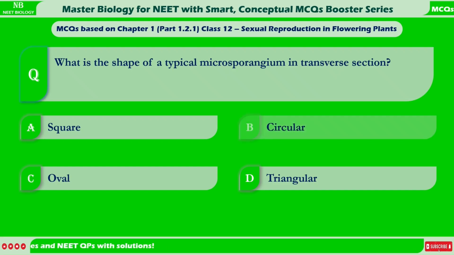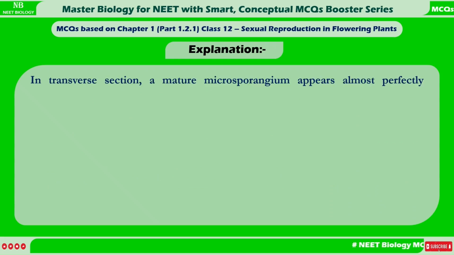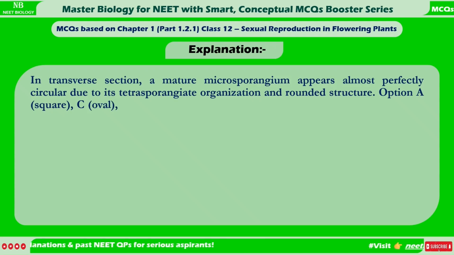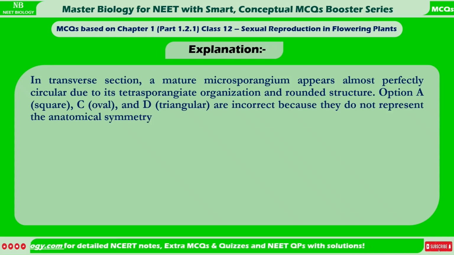Correct answer is B. Circular. Explanation. In transverse section, a mature microsporangium appears almost perfectly circular due to its tetrasporangiate organization and rounded structure. Option A, square, C, oval, and D, triangular, are incorrect because they do not represent the anatomical symmetry observed in a typical microsporangium.